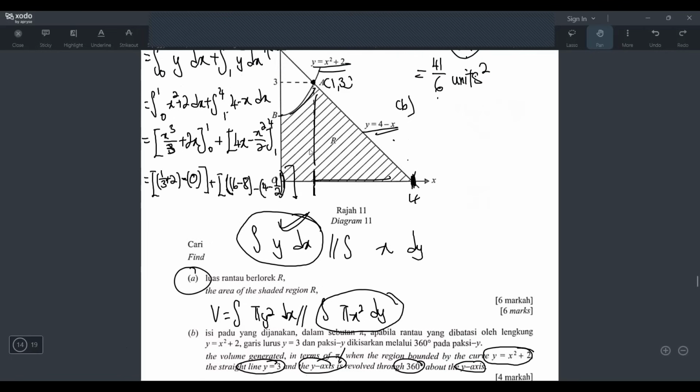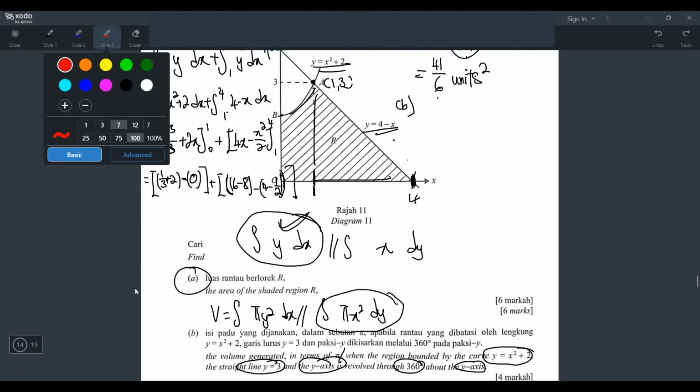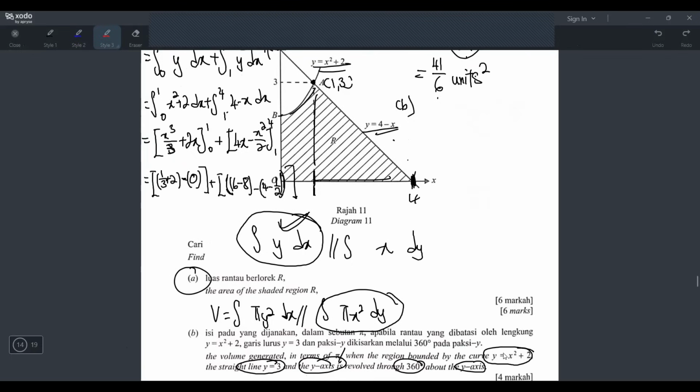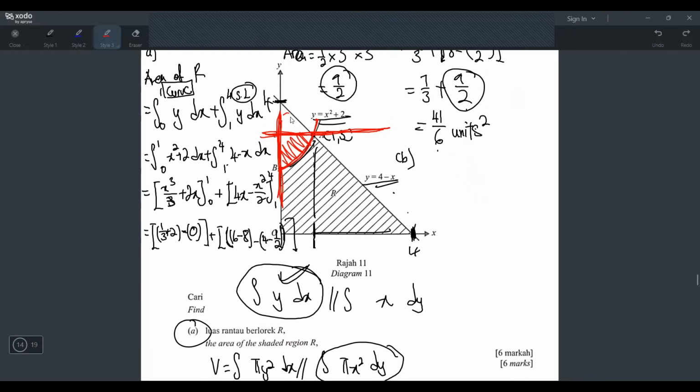But they don't want the volume of the shaded region. You have to read carefully. They want the volume for what? They want the region bounded by the curve, let's highlight the curve, the straight line y equals 3, and the y-axis. So they are actually asking you to find the volume of this. This is the volume they want. And then they say revolve 360 about the y-axis. It means I'm rotating this shape 360 about the y-axis, right?